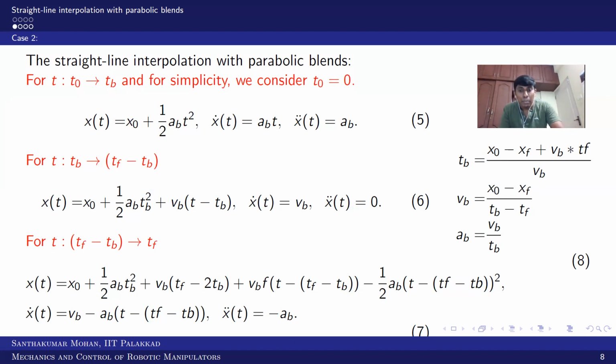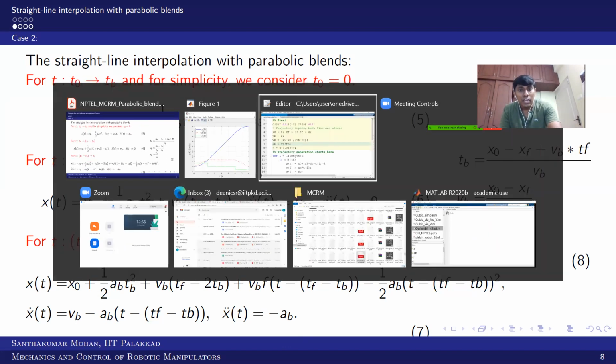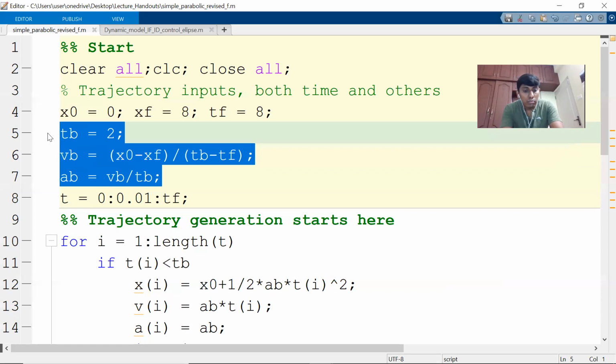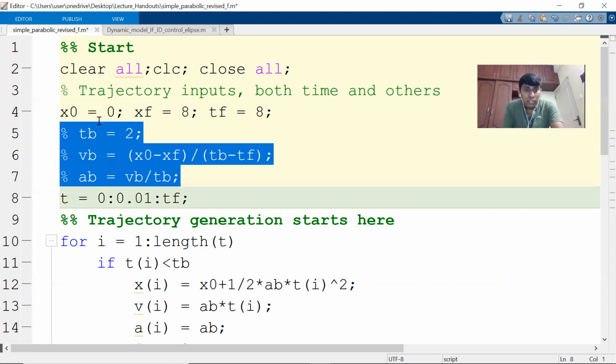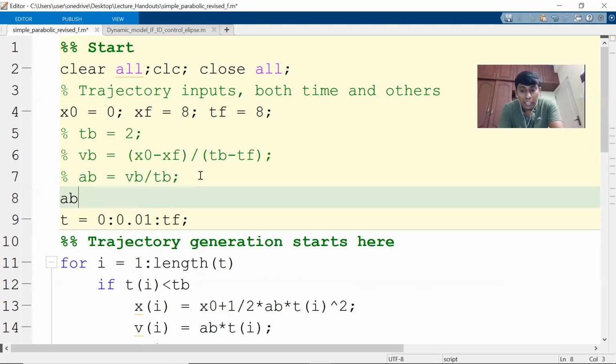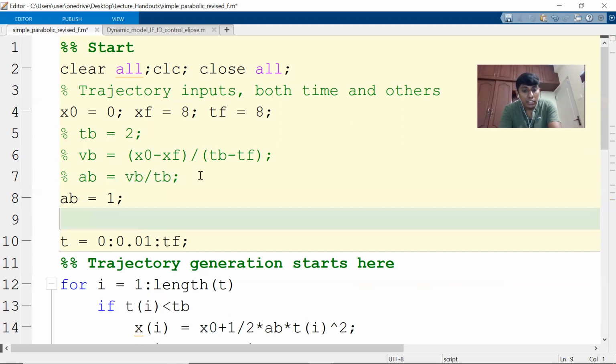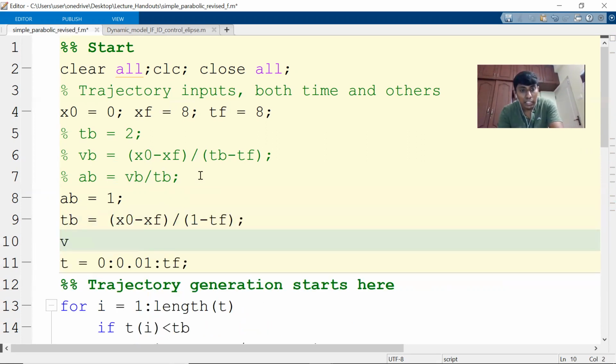So it is a very simple example I just want to show. It need not be this. I'm just trying to show this. So I'll just make it R. Okay, so I'm just assuming that AB is 1. So TB is X naught minus XF whole divided by 1 minus TF. So as per this case, VB you can write as TB only, because it is AB into TB.